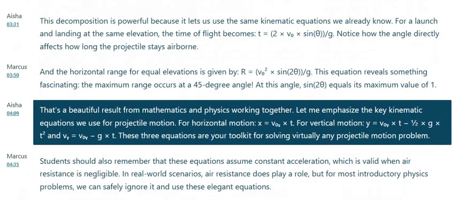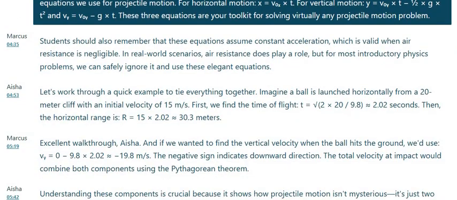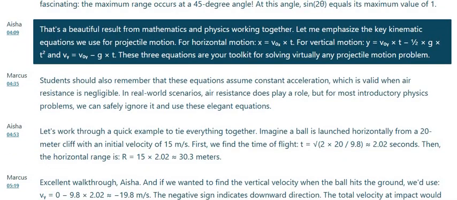Let me emphasize the key kinematic equations we use for projectile motion. For horizontal motion, x equals v0x times t. For vertical motion, y equals v0y times t minus 1/2 gt squared, and vy equals v0y minus gt. These three equations are your toolkit for solving virtually any projectile motion problem.